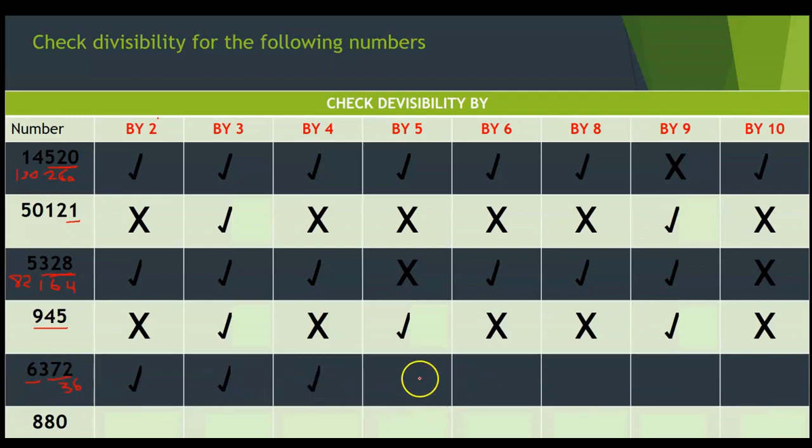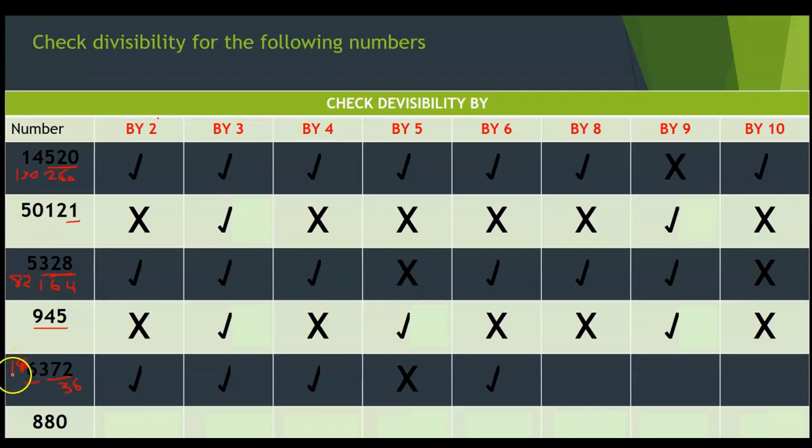Is it divisible by 5? No. Is it divisible by 6? Yes, because it's divisible by 2 and 3 at the same time. So it's divisible by 6. Is it divisible by 8? Let's check the last 3 digits. 372. So the first half is 186. This is the first half.